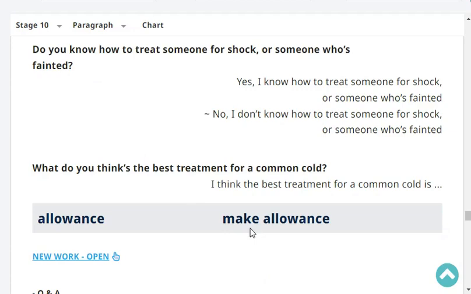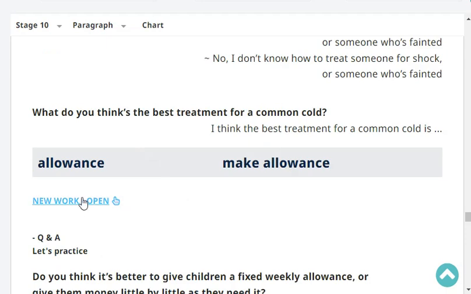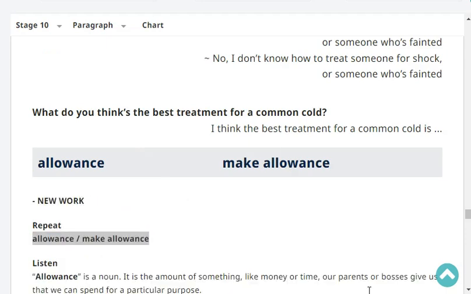What do you think is the best treatment for a common cold? I think the best treatment for a common cold is to take medicine and rest. Very good. Next, repeat: allowance. Allowance. Make allowance.